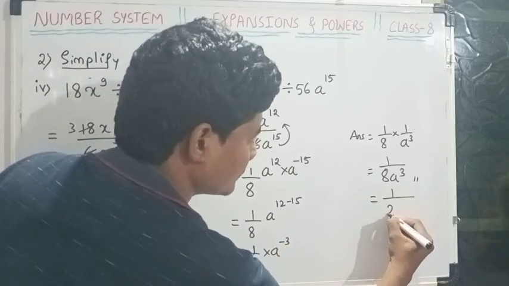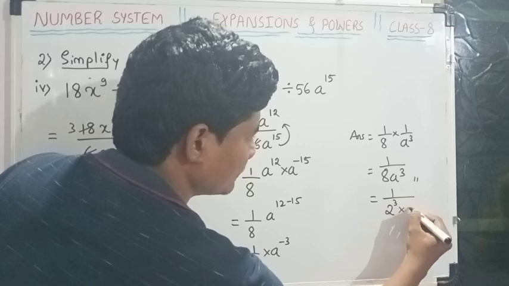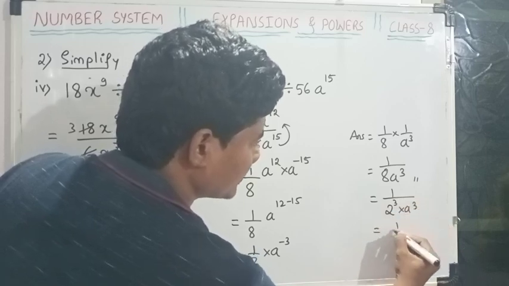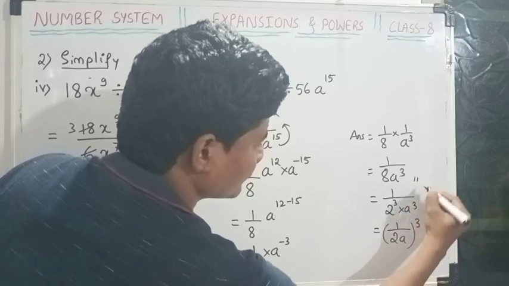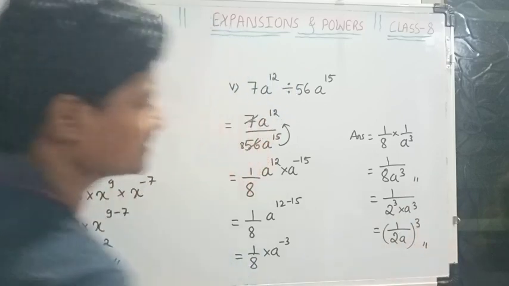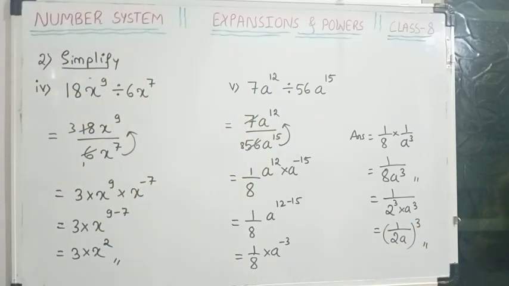We can also rewrite like this. 2 can be written as 2 cube, that is 2 into 2 into 2 is 8. 2 times when multiplied 3, it becomes 2 cube, that is 8. 1 upon (2a) whole cube is the answer.